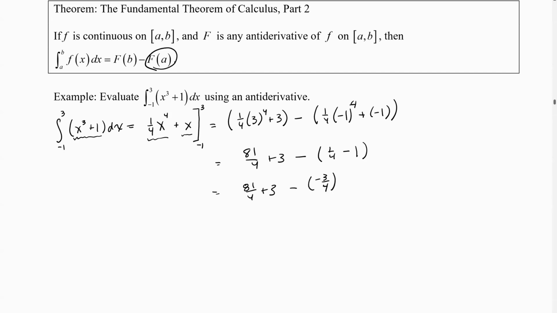-3/4, I think. Plus that. That gives me 81/4 plus 3/4. That's 84/4 plus 3. 4 goes into 84 21 times. Looks like the value of that integral is 24. Okay, and that's using the fundamental theorem of calculus, using the antiderivative to find the value of that definite integral.